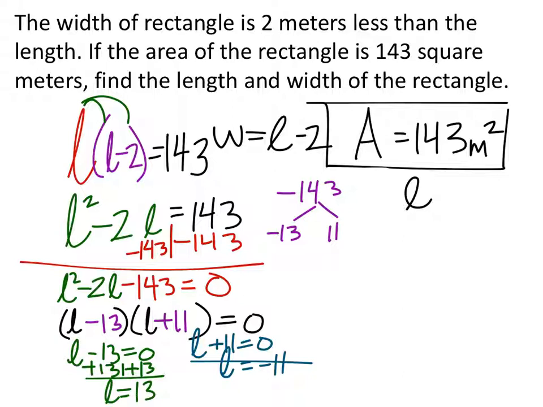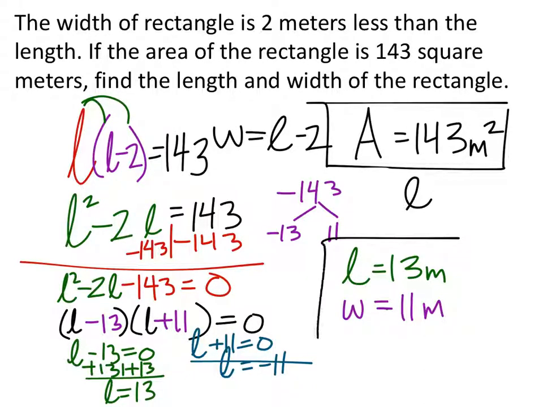Let's just confirm that though. So if my length is 13 meters, then my width, where's my width? The width is 2 meters less than that, so that's 11 meters. And on my calculator, when I multiply 13 and 11, I get 143. So that confirms it.